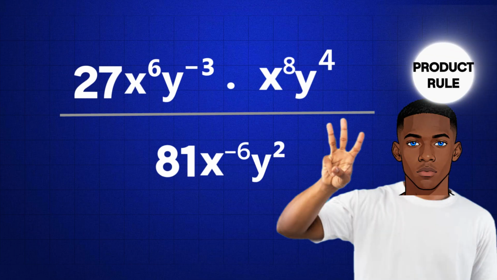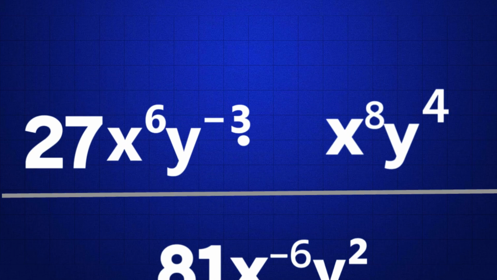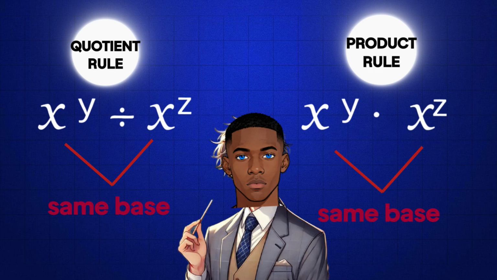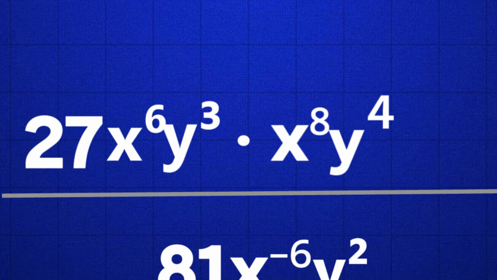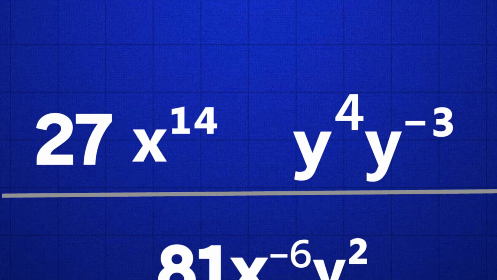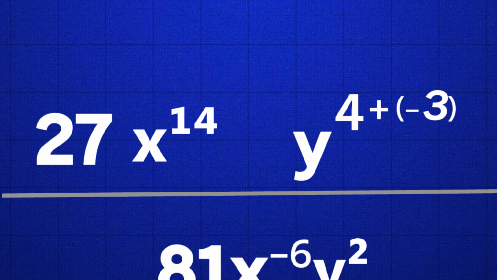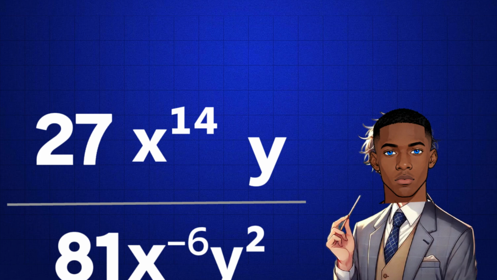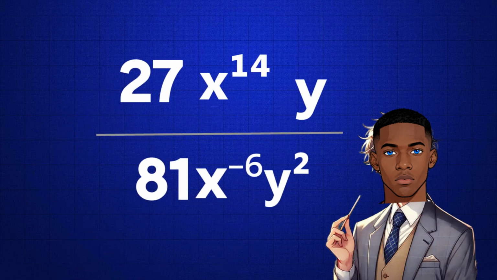Step 2, multiplication rule. We're going to apply this to the top. Remember that the multiplication rule and the quotient rule only work if they are the same base. So we can group the x together and the y's together and the numbers together too. So x to the power of 6 times x to the power of 8. If we add the exponent, it becomes x to the power of 14. Y to the power of minus 3 times y to the power of 4. If we add the exponent, that is 1. So the top becomes 27x to the power of 14 y.